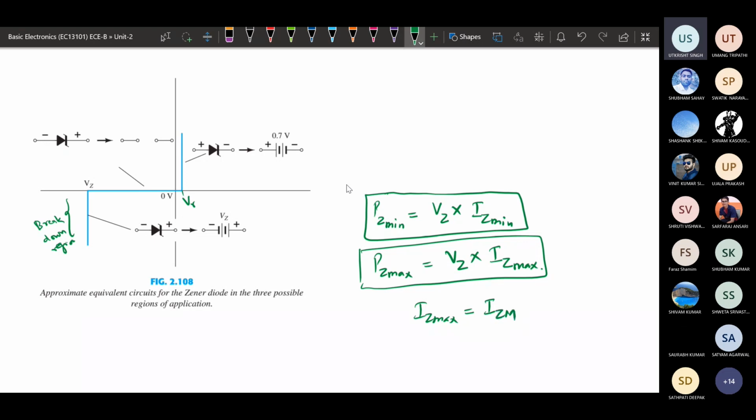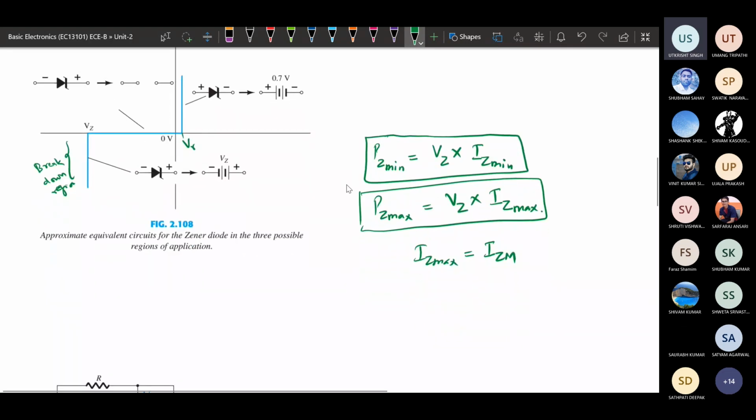Once a Zener diode is given, the specification of the Zener diode will be given: what will be the VZ value, what will be its IZ maximum value, and what will be its PZ maximum value. These are the three specifications given for a Zener diode. So for a Zener diode, these values will be given.